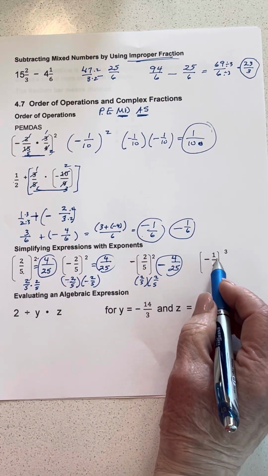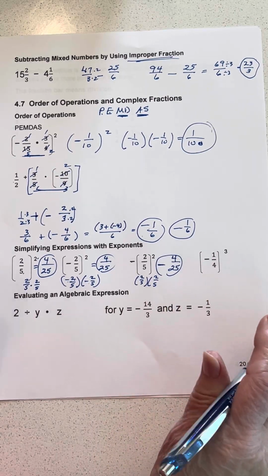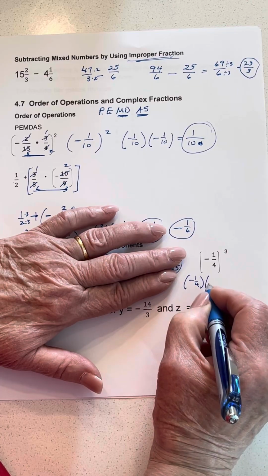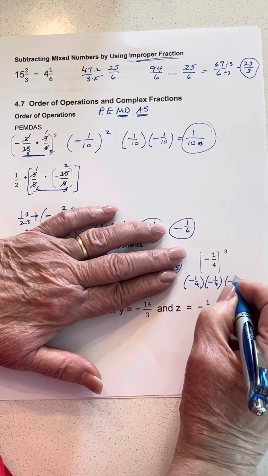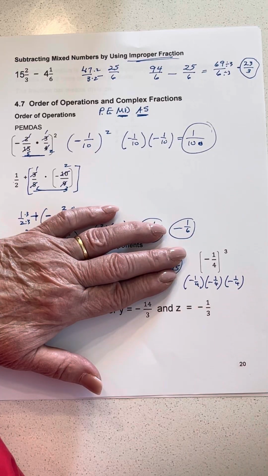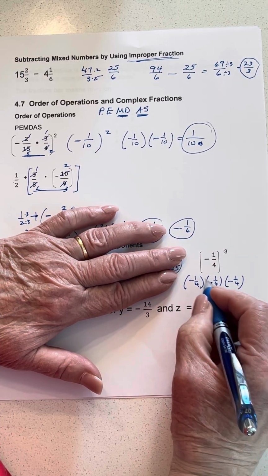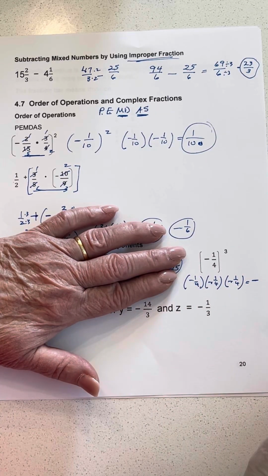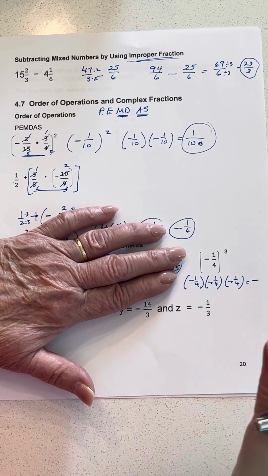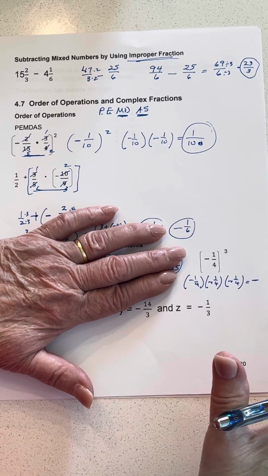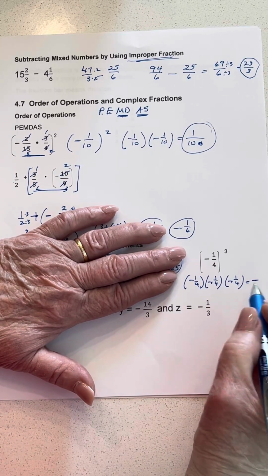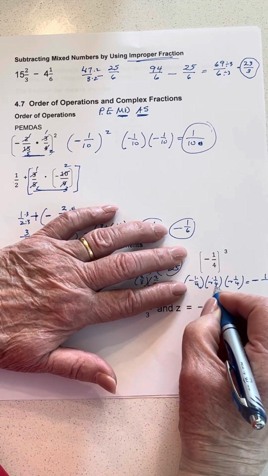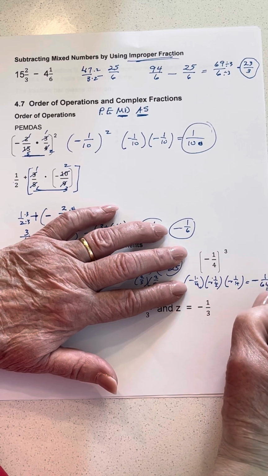Now the negative sign is within the parentheses. So we're actually going to multiply negative 1/4 times negative 1/4 times negative 1/4. These would be positive. The positive times the negative would be negative. Or we have 3 negative signs in multiplication, which means an odd number of negative factors, so it is negative. Then we're multiplying 1 times 1 times 1. 4 times 4 would be 16 times 4 would be 64.